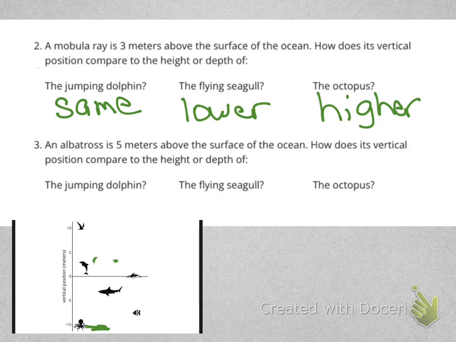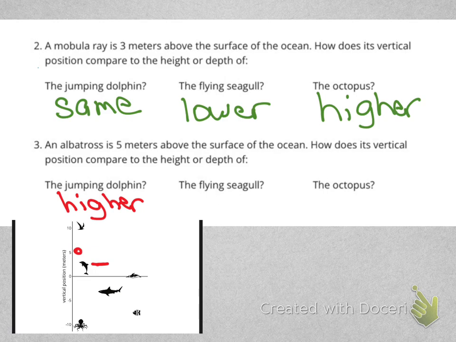Alright, let's do the next one. It says an albatross is 5 meters above the surface of the ocean. So he's still above the surface of the ocean, so above 0. How does his vertical position compare to the dolphin, the seagull, and the octopus? Alright, so if he's 5 meters, I have no idea what an albatross is, to be honest. He's lined up with 5 meters there. So compared to the dolphin, who's down here, that albatross is going to be higher. Okay, he's higher than the jumping dolphin.